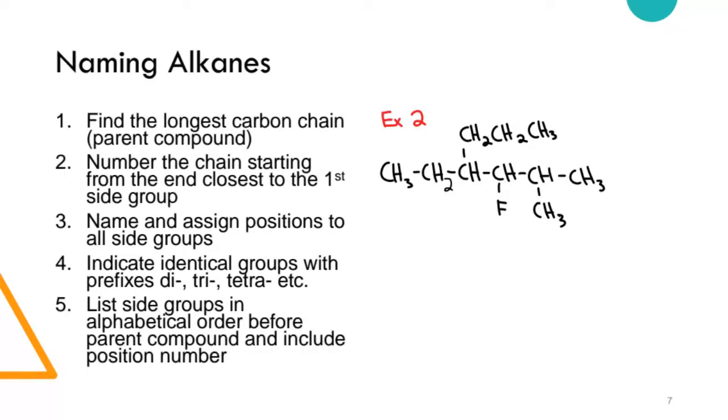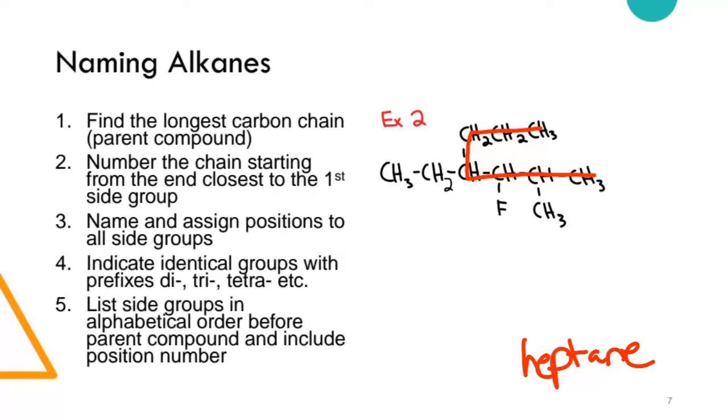But if I try from up here, I'd have 1, 2, 3, 4, 5, 6, 7. Or I could go 1, 2, 3, 4, 5, 6, 7. It would give you the same compound regardless. So this is going to be my parent chain, and it's 7 carbons long, so it's going to be heptane again.